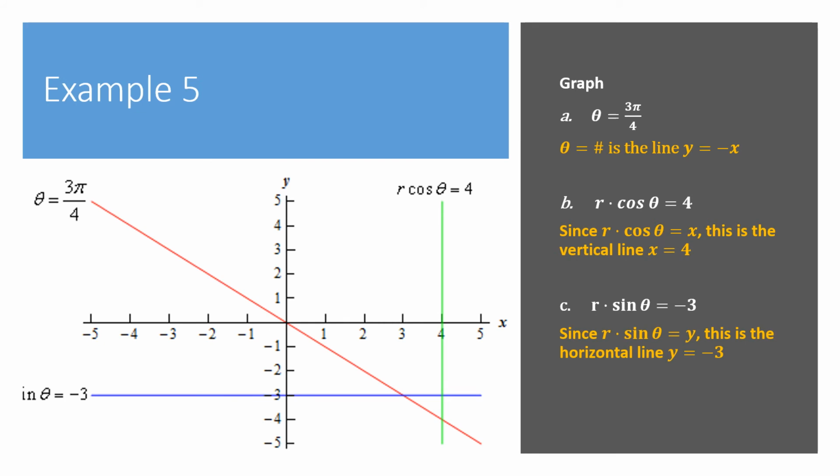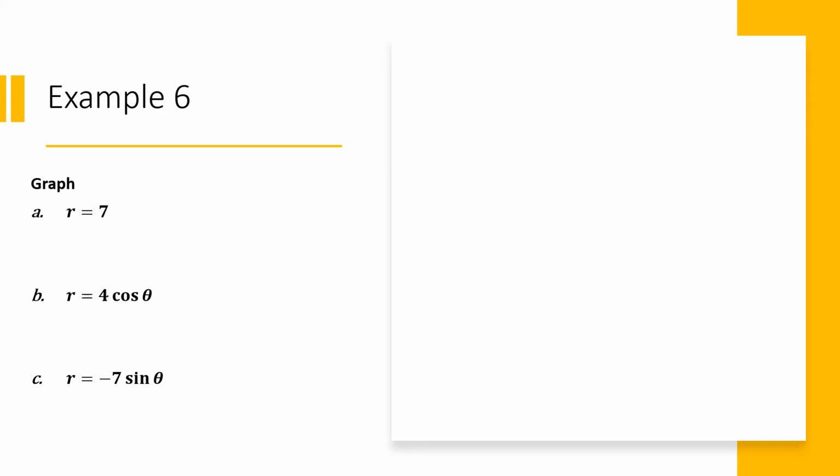So if I graph it, the red graph that you see, theta equals 3 pi over 4, again, that's just a line through y equals negative x. The green line is r cosine theta equals 4, that's x equals 4. And then the blue line is r sine theta equals negative 3, or y equals negative 3.